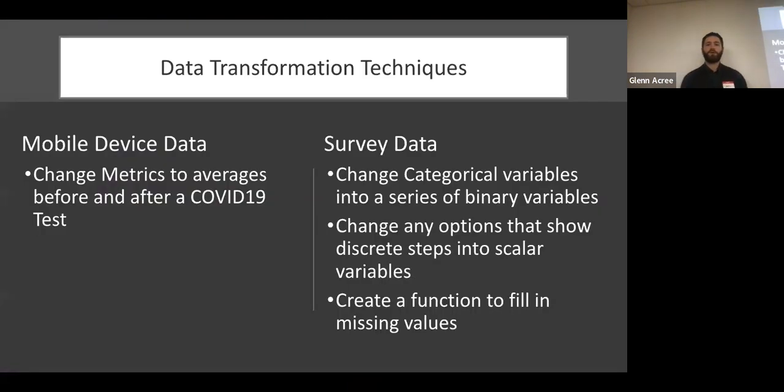Okay, so we're going to talk about a few of the different data transformation techniques that I used. So when it comes into data cleaning, I did a little bit of the cleaning, but this is most of what I did. So for the mobile device, I actually found only patients that had a COVID test on file, regardless of whether it was positive or negative. And I measured their average before and their average after.